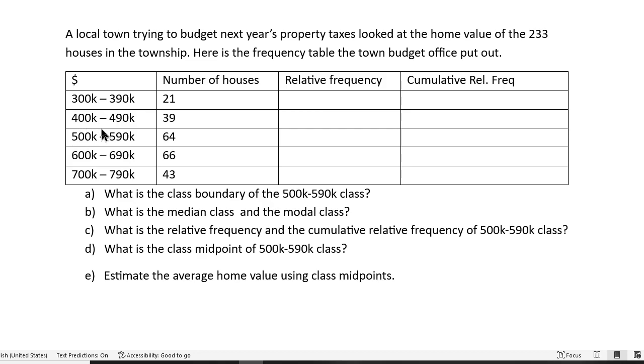So this 500 is called the lower class limit. 590 would be called the upper class limit, 590,000. But what you have to realize is that this is not the true boundary of this class. What happens if a home value is assessed at $592,000? Well, it will be above 590, and less than 600, so where does it go? Well, it's closer to 590, so it belongs here.